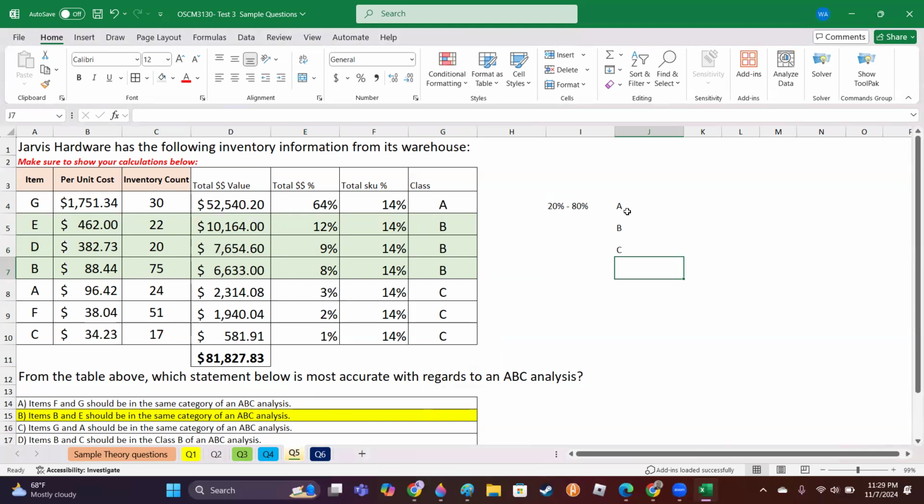You shouldn't expect it to be exactly what it is in the textbook, because again, inventory is fluid. It's never going to be exactly 80-20. It's going to be some variation of that, but it'll be up to you to make your best judgment of which items should be in A, which items should be B, which items should be C. Okay. All right, we're down to the last question, question 6.